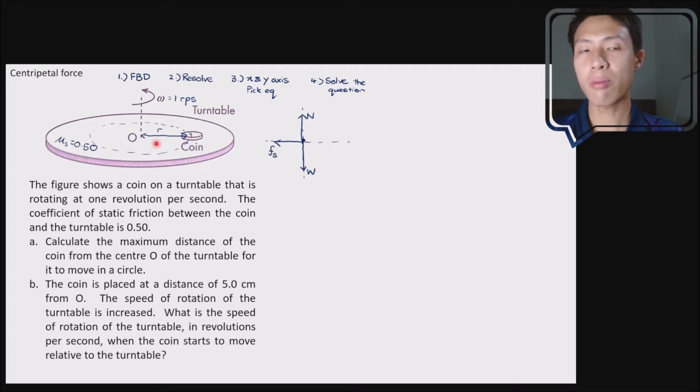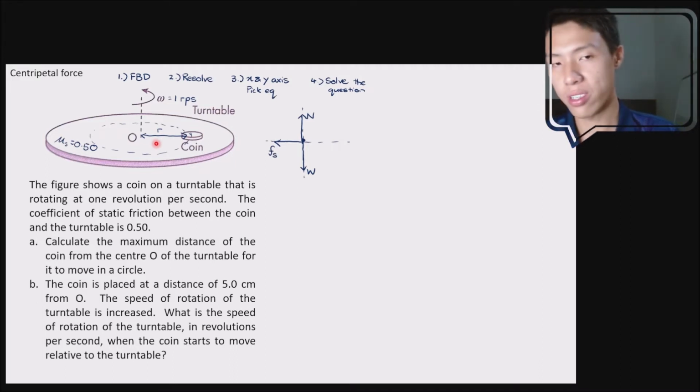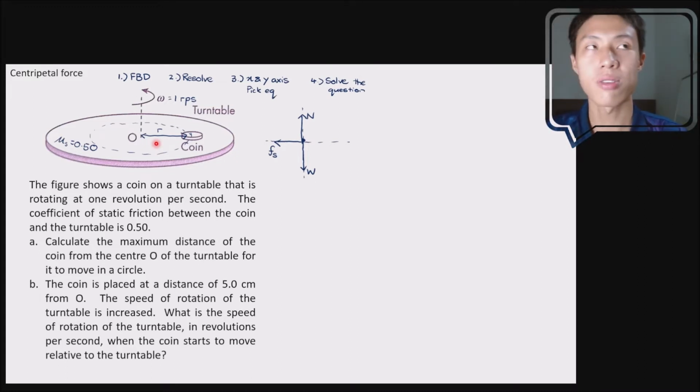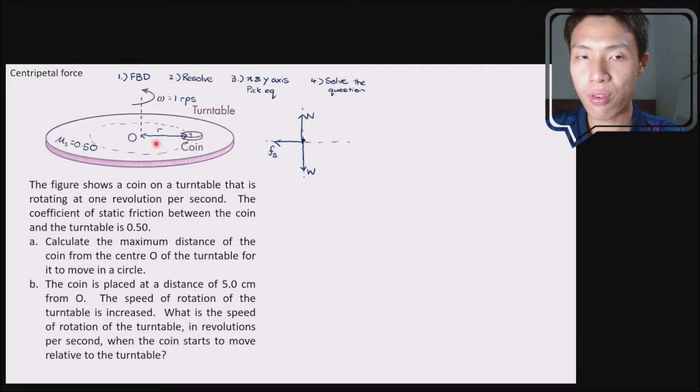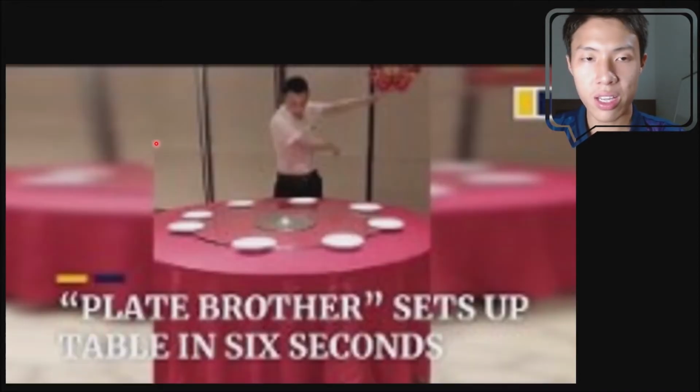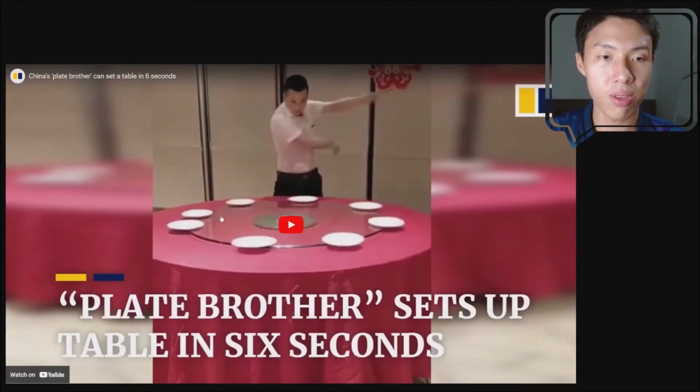If you want to think about it in terms of physics, why is it pointing towards the center and not away from the center of the circle? You can think of static friction this way: the direction of the friction is opposite the direction where the coin tends to slide. Let's watch this video over here.